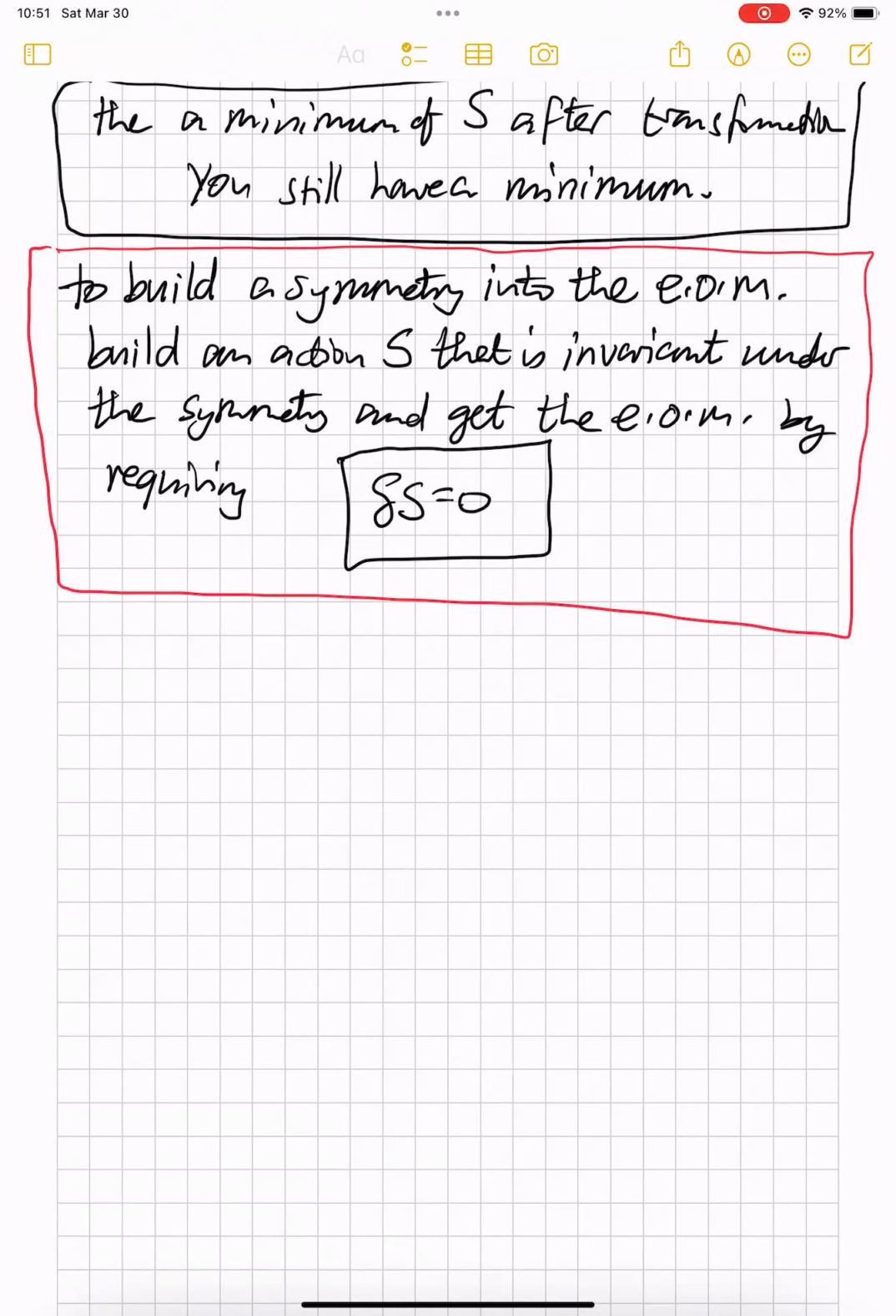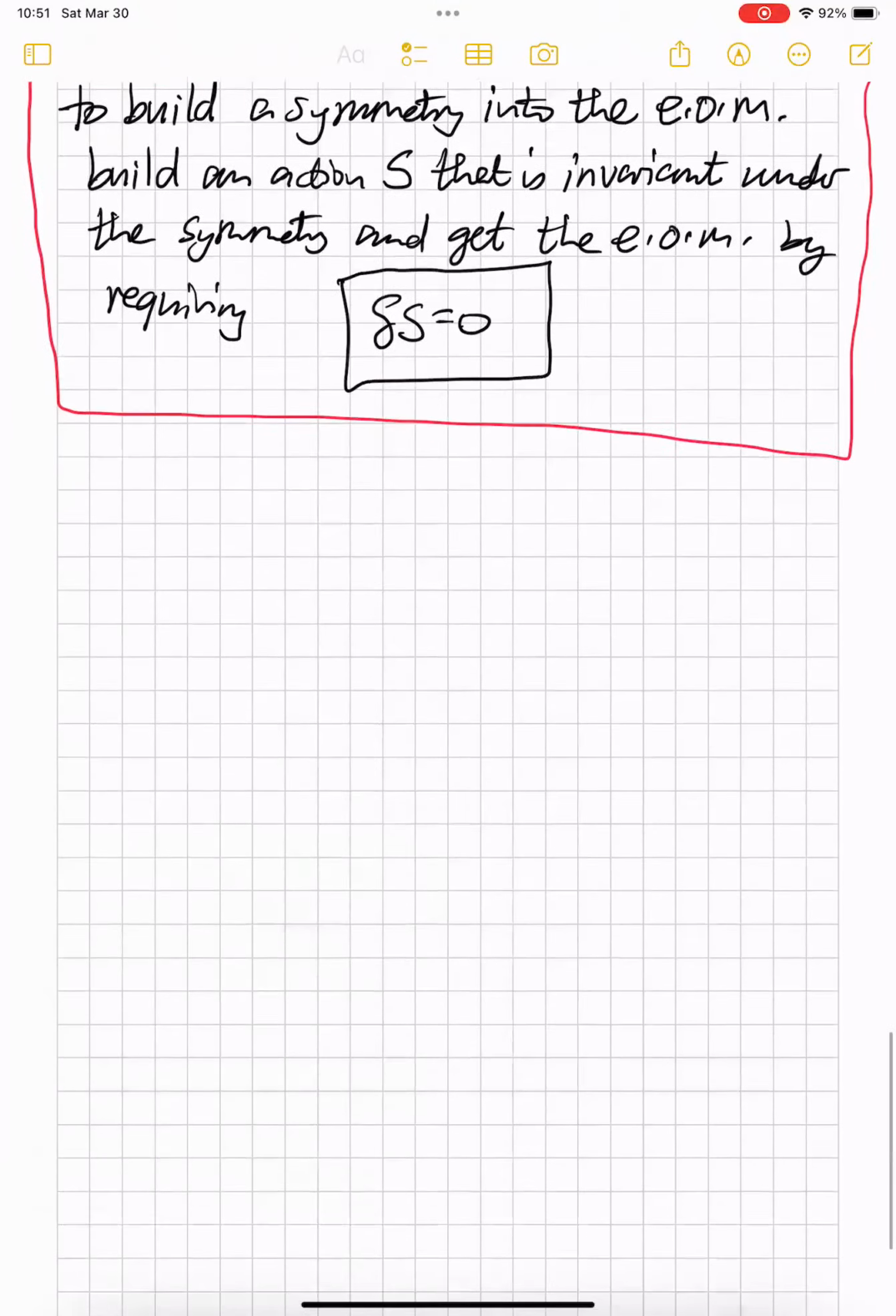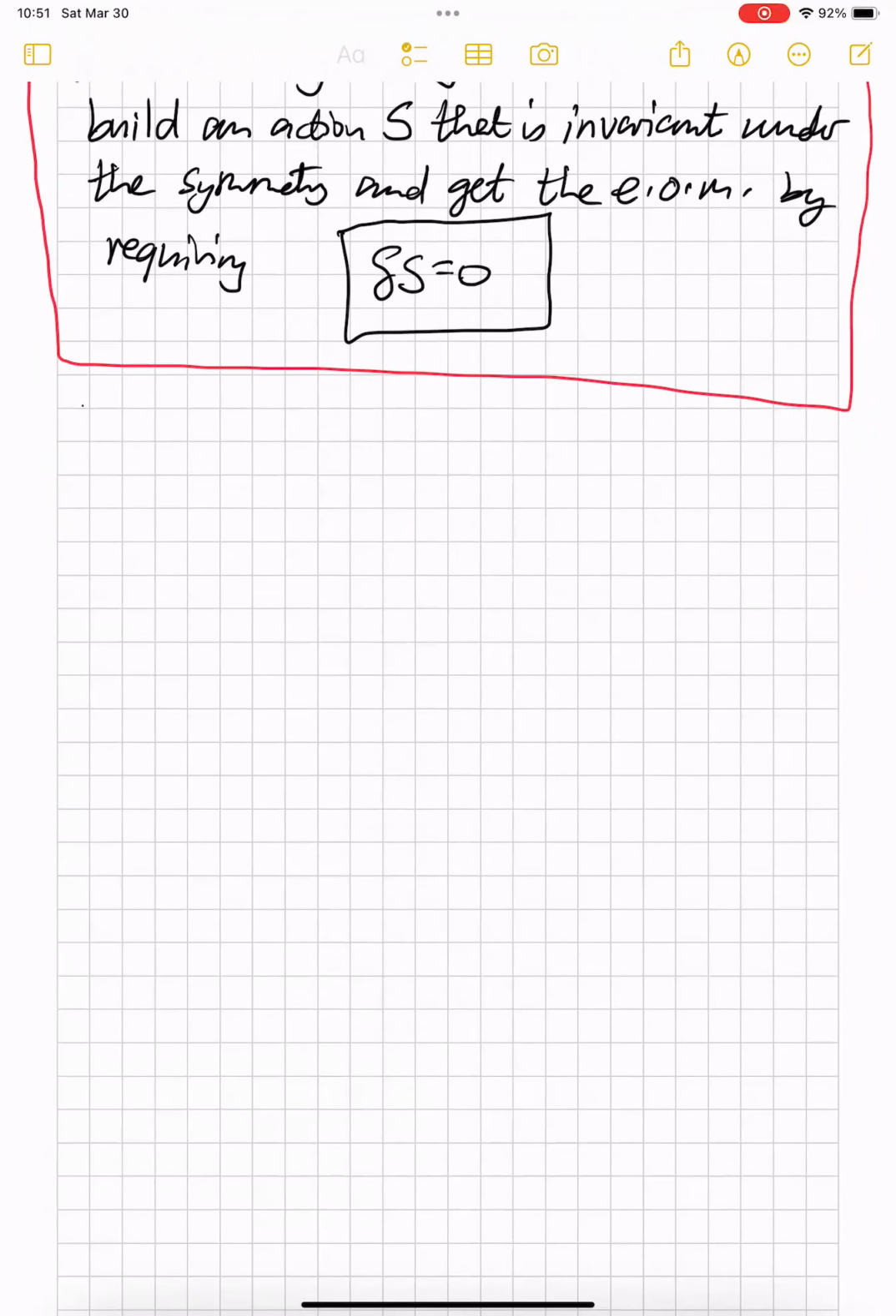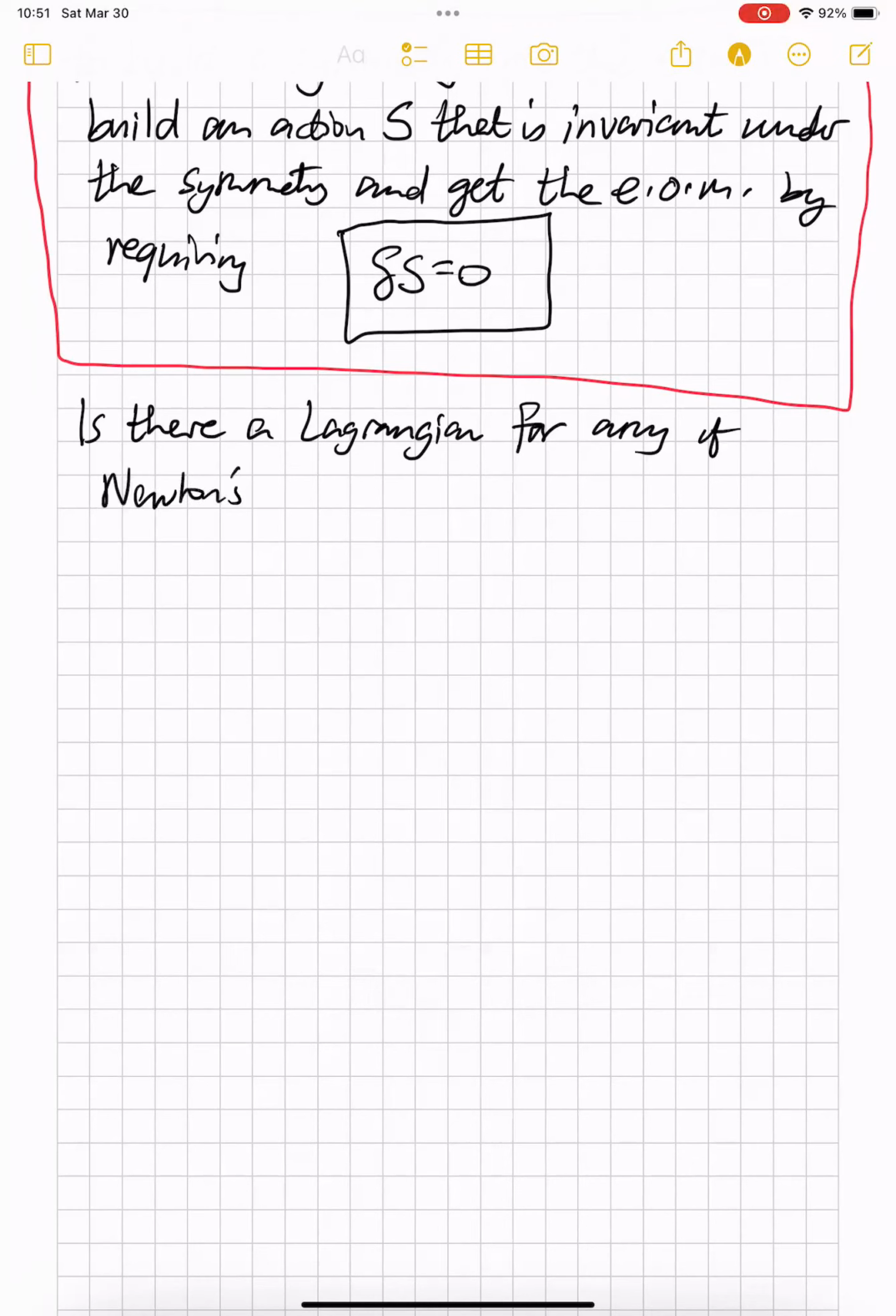Good. Now, one last question I'd like to consider before we leave Lagrangian mechanics: how general is the Lagrangian formulation? Is there a Lagrangian for any of Newton's laws? There are many different laws that we could write for Newton too. Can every single one of those be obtained from a Lagrangian? In fact, the answer is no. Newton's laws are more general than Lagrangian mechanics.